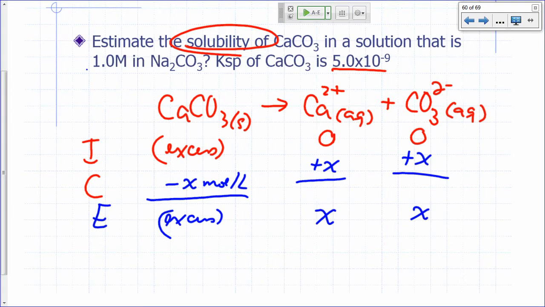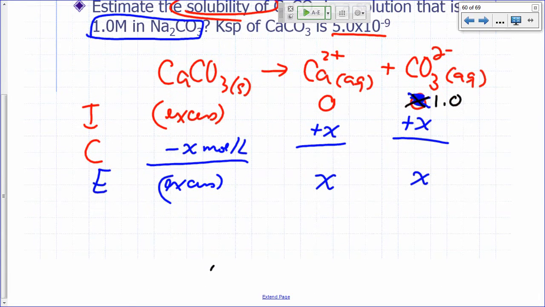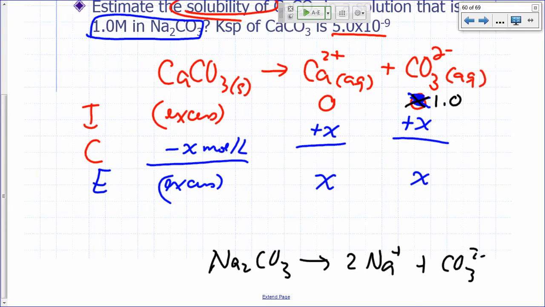And so you have x moles per liter of calcium and x moles per liter of carbonate. Oops, I forgot something. This is 1 molar in sodium carbonate. So what's my initial carbonate concentration? It's not going to be 0. What is it? 1.0, right? Your sodium carbonate is going to fully ionize into sodium ions and carbonate ions. So my initial concentration is 1 for carbonate. So I have some other source of carbonate.